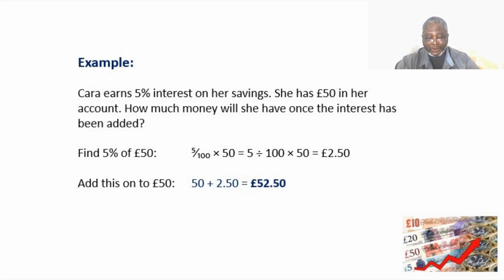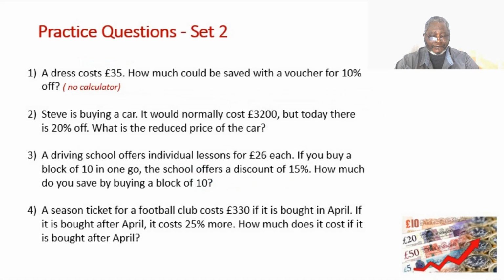5/100th times 50, which is equal to 5. And then you divide by 100, which is equal to £2.50. Add this onto your £50 and your new balance plus interest would be £52.50.